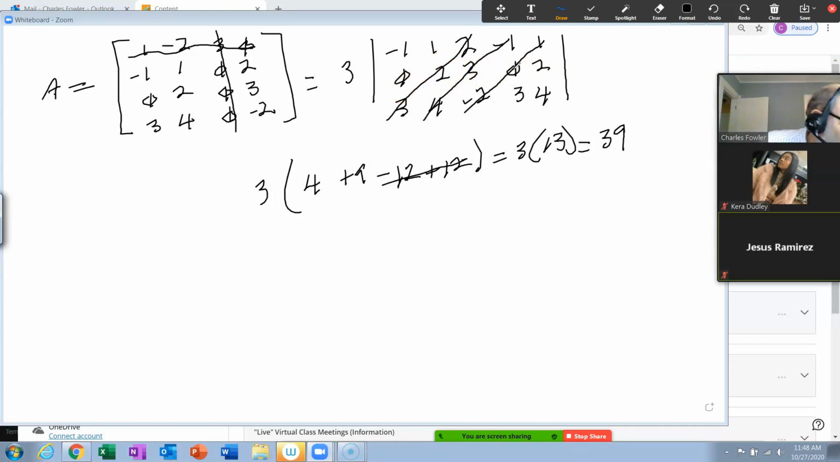Let's make sure they did it right in the book. Can't see where they've done it. Oh, there it is. Okay, got it. Yes, they got 39. They took a lot more effort doing a full-fledged expansion by cofactors. It works. It definitely works. It's so much easier doing it this way, though. Any questions? Example 4.